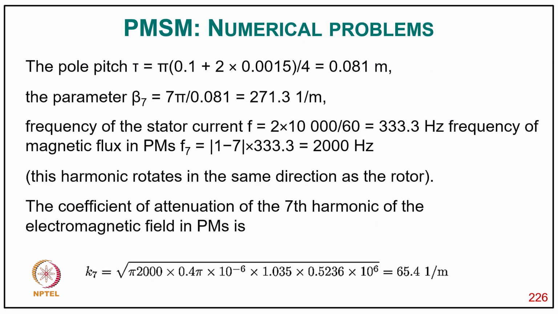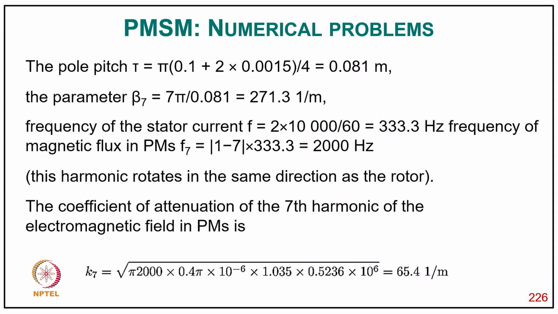So the pole pitch tau equal to pi times (D plus 2 DL) by 4, that is 0.81 meter, and the parameter B7 is 7 pi divided by tau, that is 271.31 per meter. The frequency of the stator current F equal to p times NS upon 60 comes to 333.3 hertz, and F7 equal to 1 minus 7 times the frequency, so that comes to 2000 hertz, and this harmonic rotates in the same direction as the rotor.